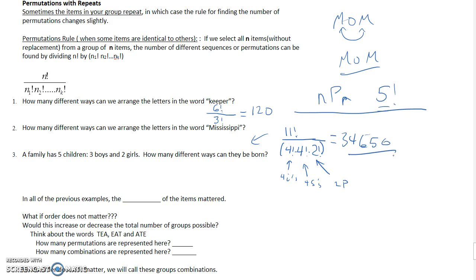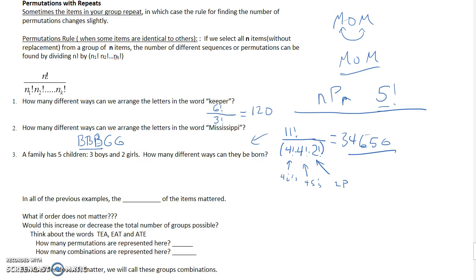All right, last one we're going to take a look at is a family has 5 children, 3 boys, so I'm going to do BBB, and 2 girls, GG. How many different ways can they be born? Now, we're not thinking about them in terms of individuals. We're just thinking about boy, girl, boy, girl, boy, girl, girl, boy, boy, boy. Those are all different arrangements in terms of that. So this is, again, a situation with factorials with repeats because we have 3 B's and 2 G's.